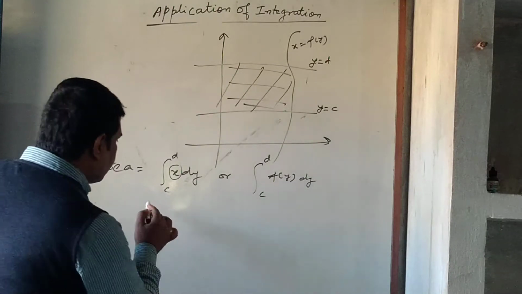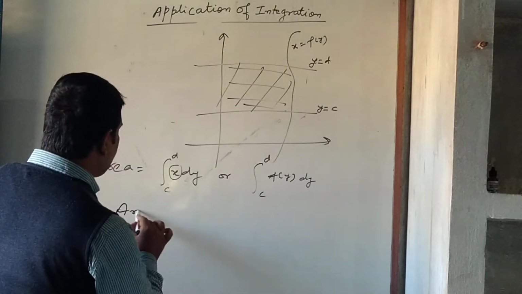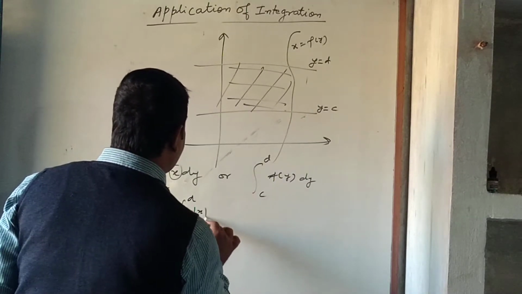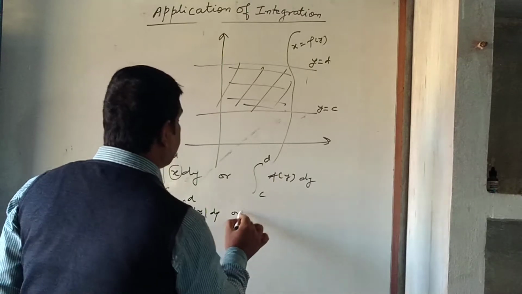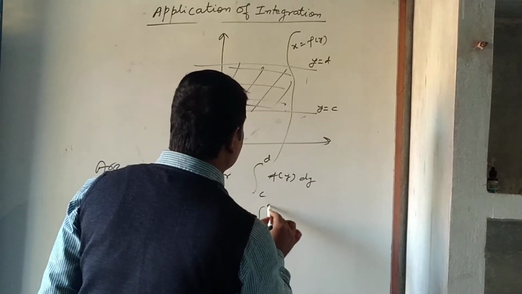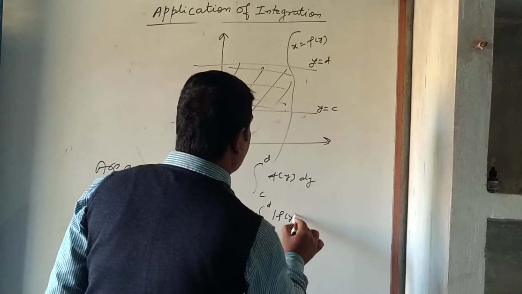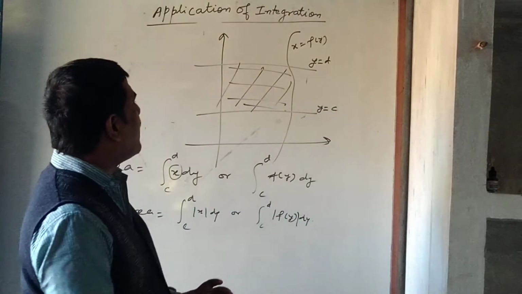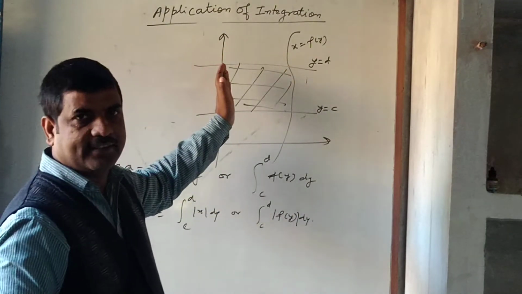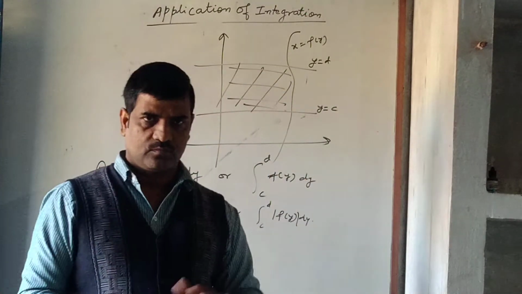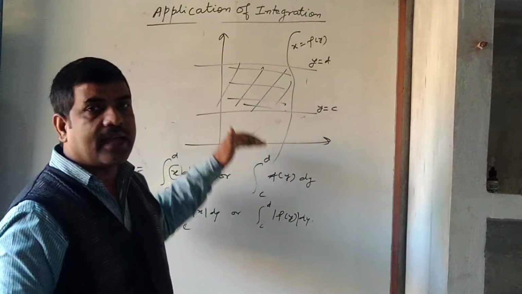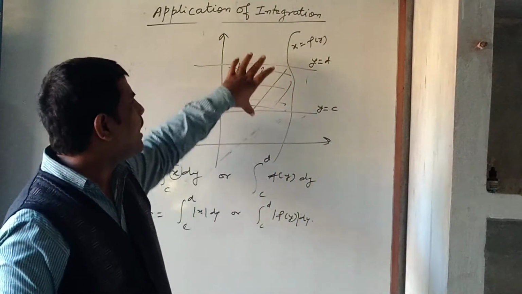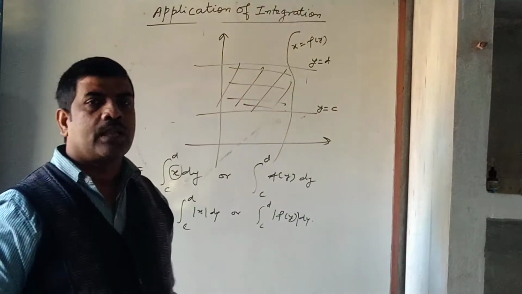So if it is a continuous function, the same formula may be modified in the form of the integral with limit varying from c to d of mod x dy, or from c to d of mod f(y) dy. So this is the formula to find the area between the curve and the y-axis. The previous formula was to find the area between the curve and the x-axis, and this is the formula to find the area between the curve and the y-axis, between two lines parallel to the x-axis.